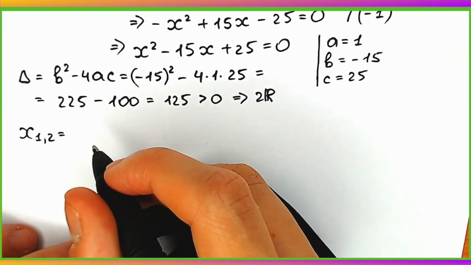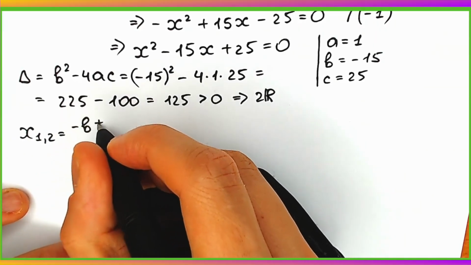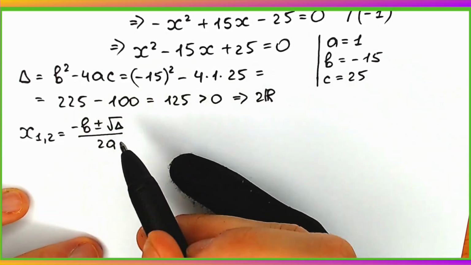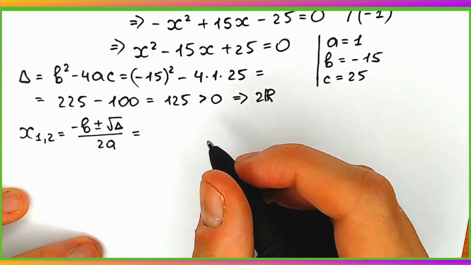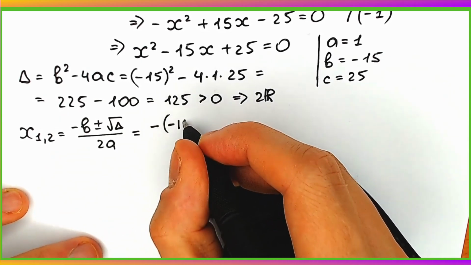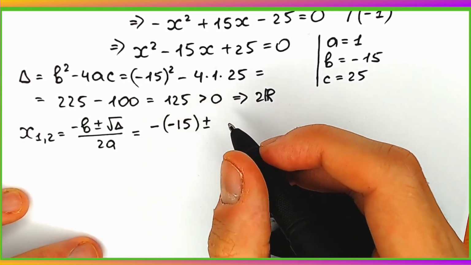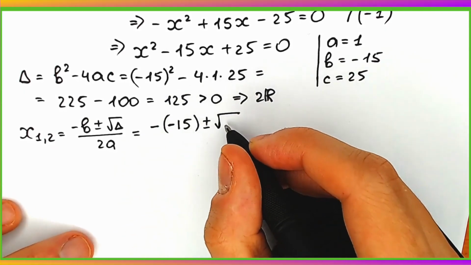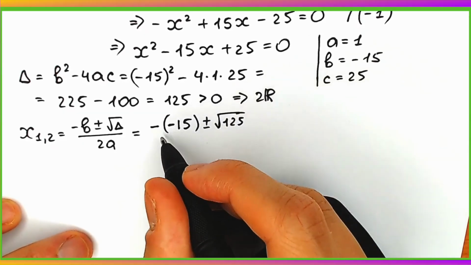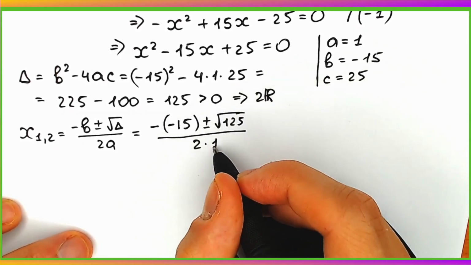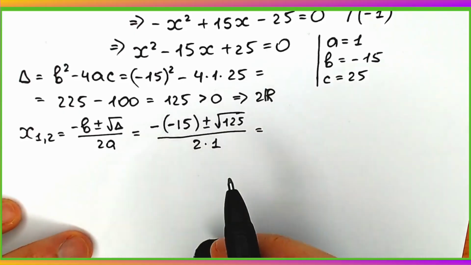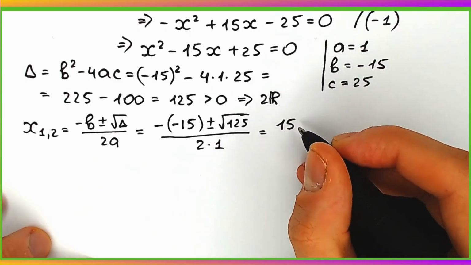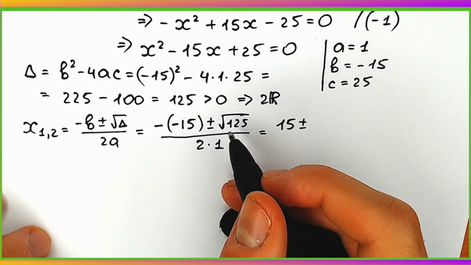Right now let's write our well-known formula: minus b plus or minus the square root of the discriminant, all over 2a. We know a, b, and we also know this discriminant. So minus b, minus minus 15, plus or minus the square root of the discriminant, which we have right here, 125, all over 2 times 1. Minus minus equals plus, so we simplify this: we have 15 plus or minus the square root of 125. This is not a table case.